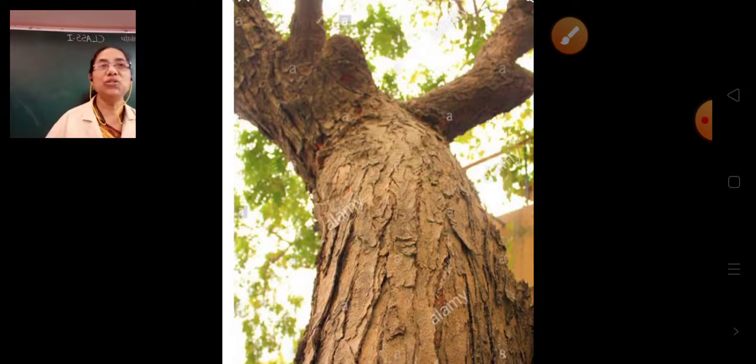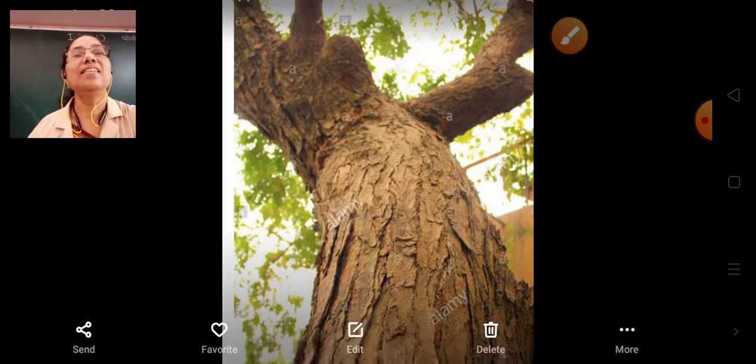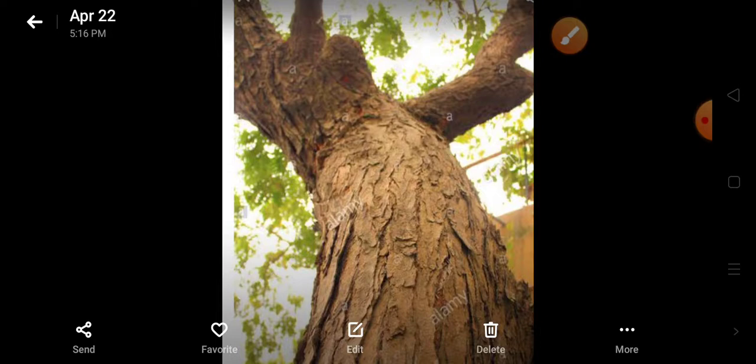Students, today we will read about the stem. Stem is one of the parts of a plant. Students, the stem grows above the ground, we already know, right? See this image in front of you. Just watch it, students.